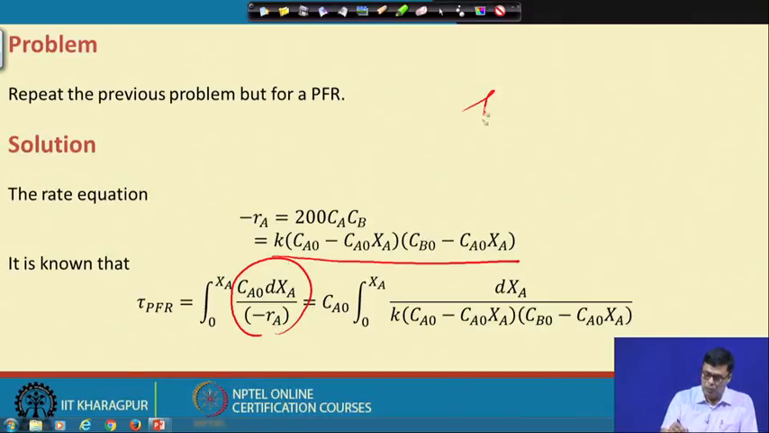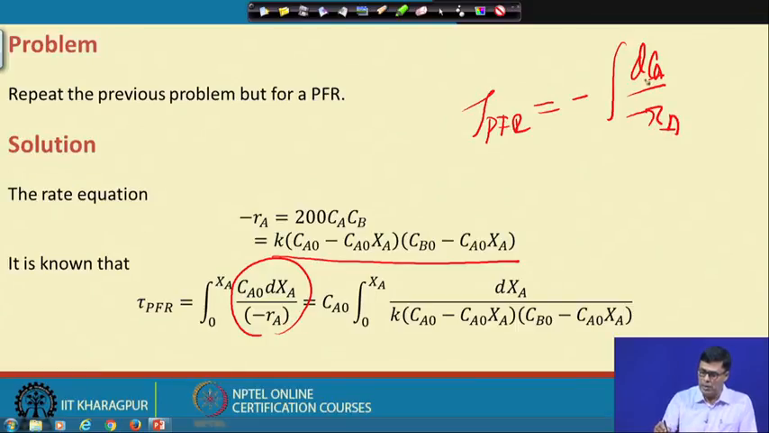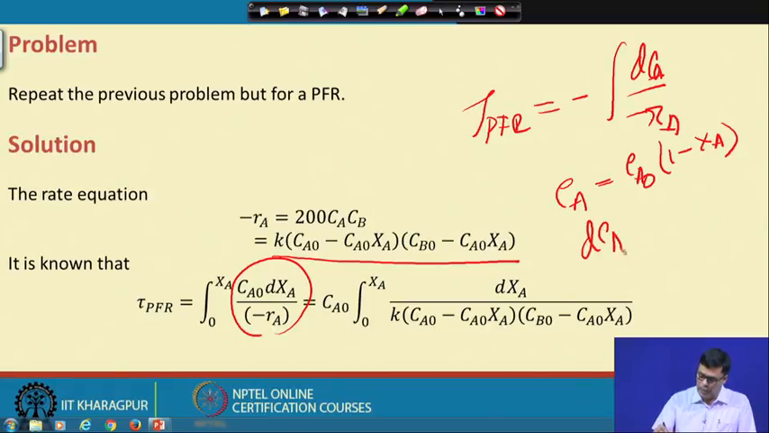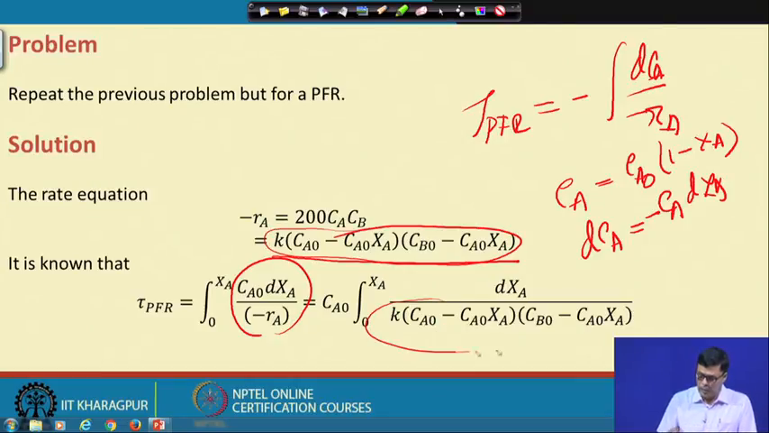I told you this is tau plug flow reactor equal to minus dCA by minus RA. So this RA is the same. For dCA, I told you what CA is: CA equals CA0 into 1 minus XA. Now, if you do dCA, what is it? Minus CA0 into dXA. Here there is a minus sign, so minus minus will be plus, this is minus RA, and the minus RA value I can take from here and put into this equation like this.